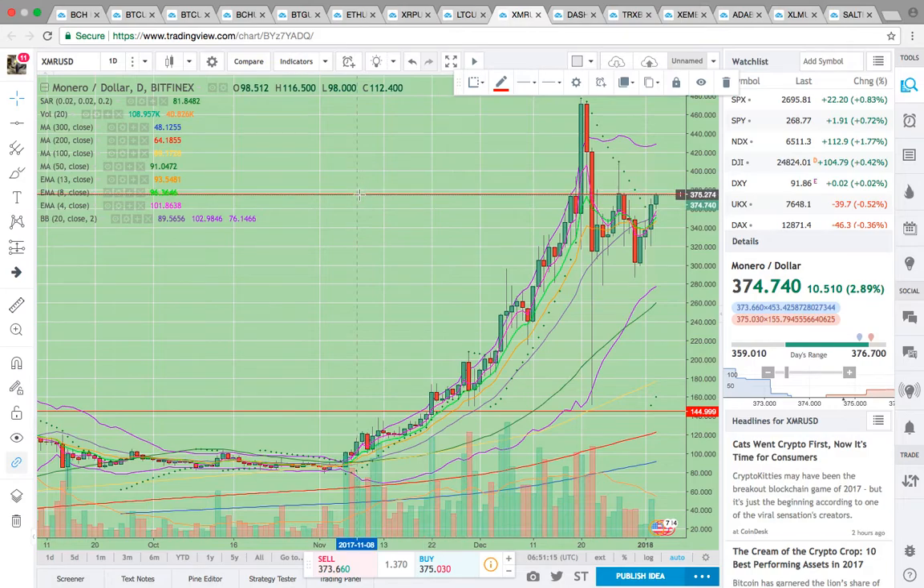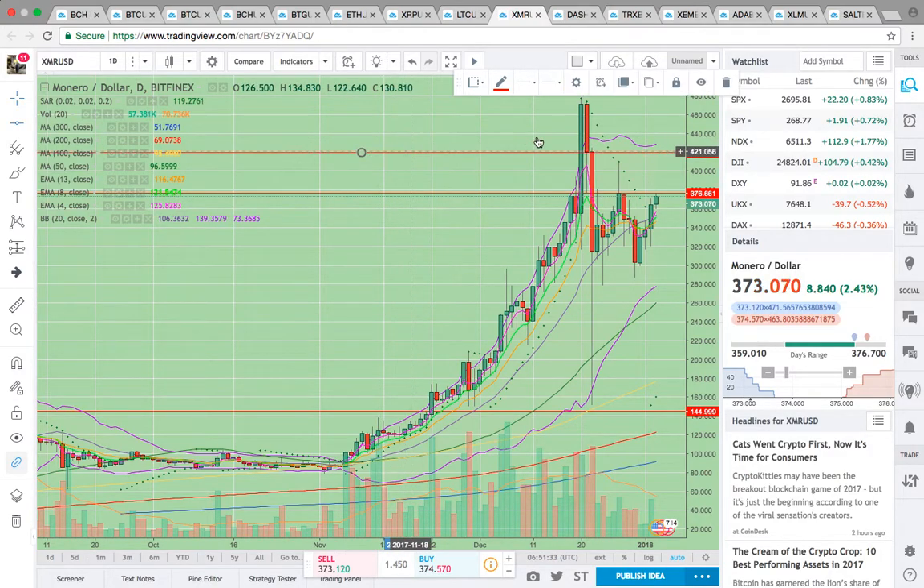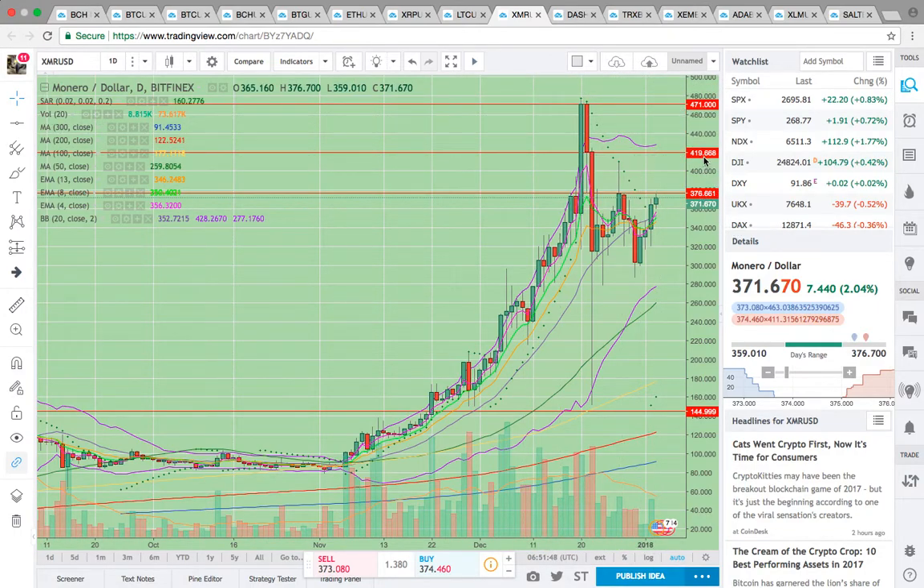The big level to break now is going to be the closing price here on the 27th, so right there at about 376, 377. If it can break above that, then it could run up to that 420 level, which would be the closing price up here on the, what is that, the 21st. And then if it can get above that closing price on the 21st, then you're talking about a run back up to that all-time high close, which is up there at 471. So 376, 419, 471, those are the big levels to break.